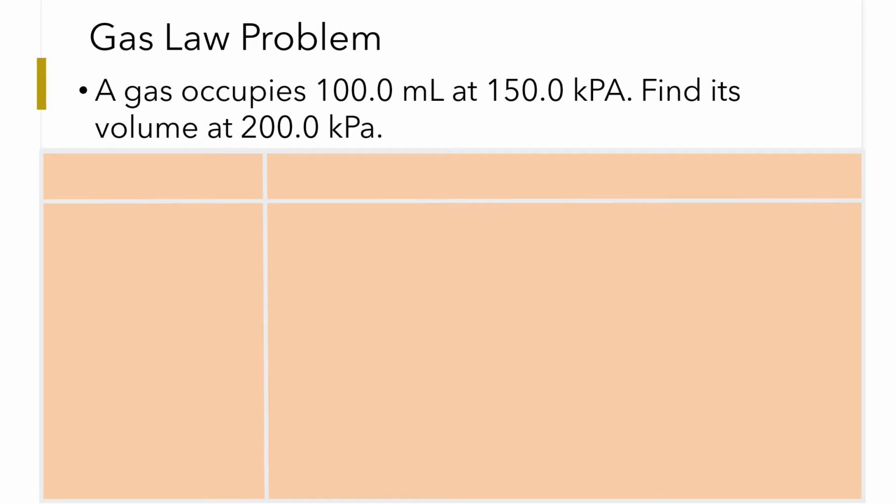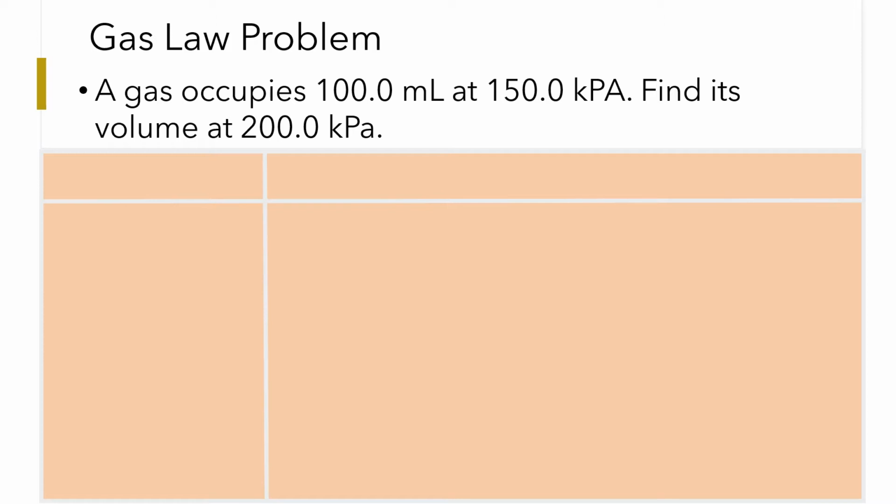We have our first gas law problem. A gas occupies 100 milliliters at 150 kilopascal. Kilopascal, by the way, is just a unit of pressure. Find its volume at 200 kilopascal.